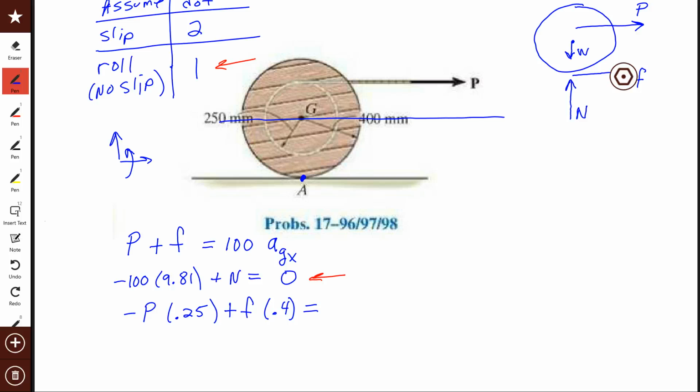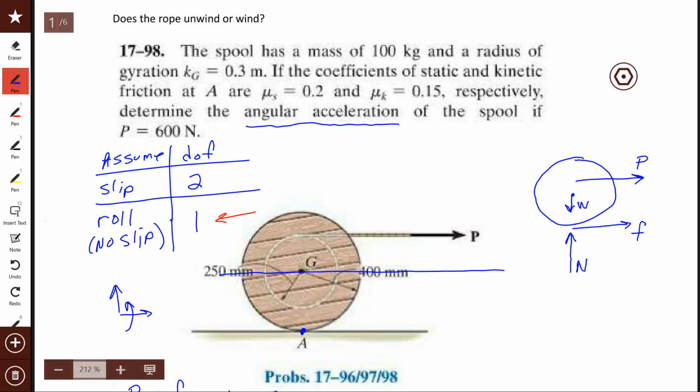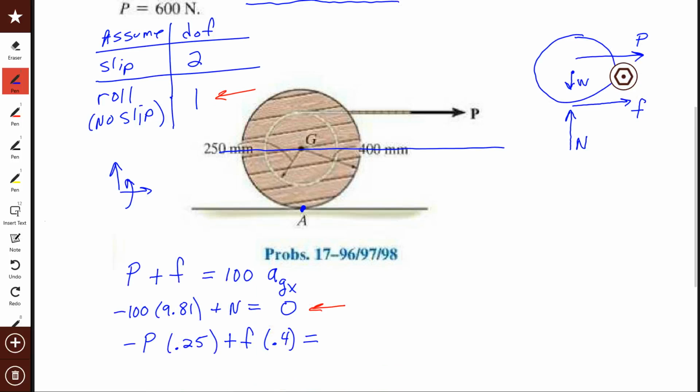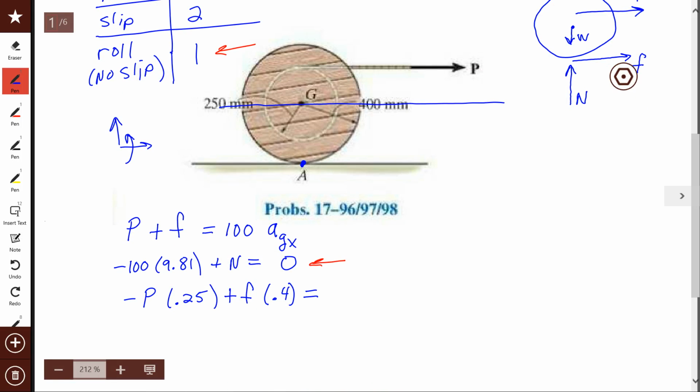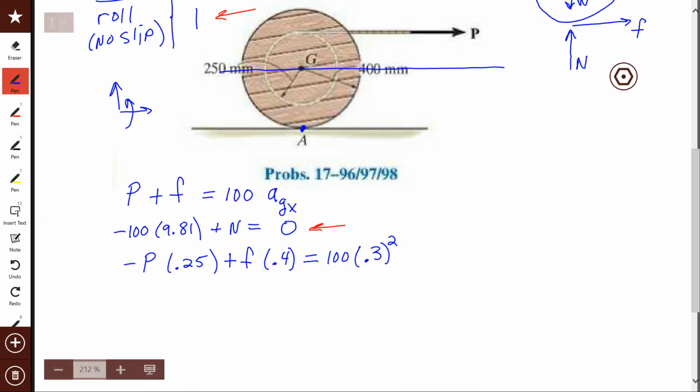The moment of inertia is always around the point that you are taking the moments around, so that will be G. Now if you notice, they give me the radius of gyration. The relationship is that I is equal to mass times k squared. So this would be mass, 100, times the radius of gyration of 0.3, quantity squared. Those are meters, right? Yeah, meters. So that's the I times the alpha.